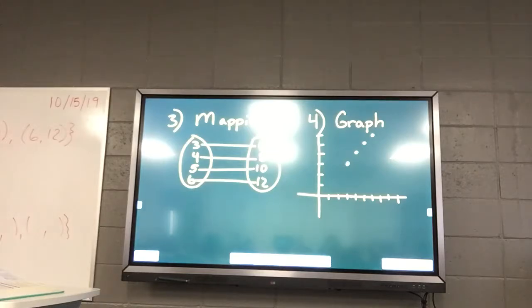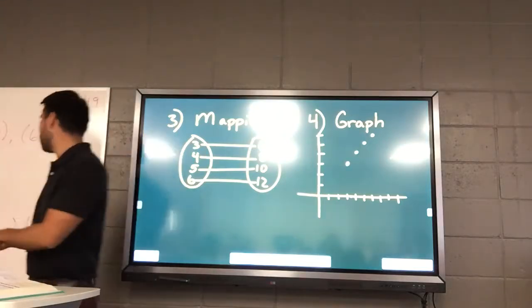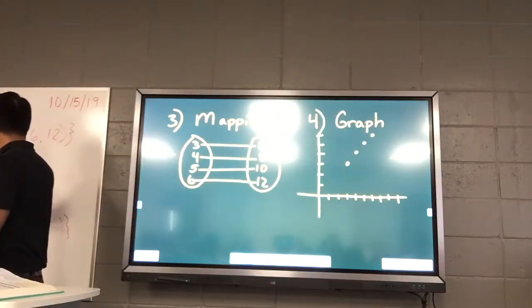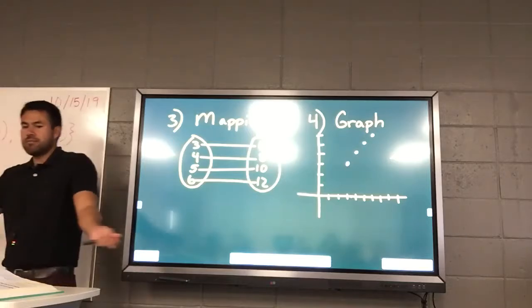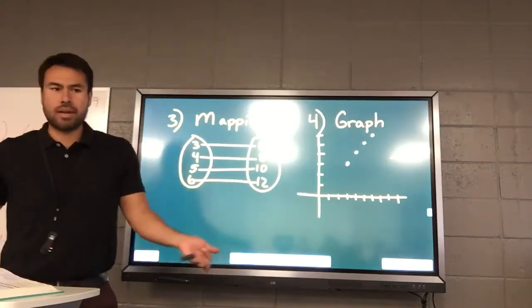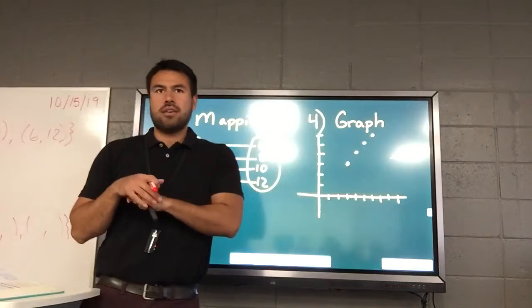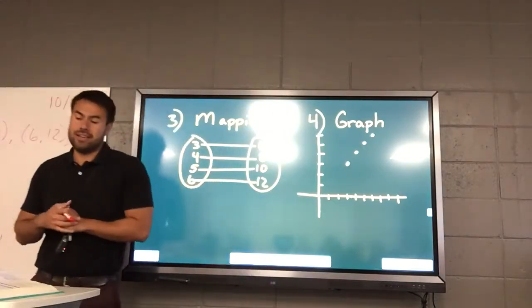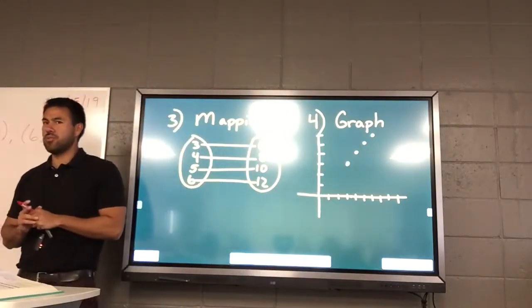Okay, I'll give you another hint. Your domain is that first circle, and it's 0, and that's it. That's the only X value. It's the only domain value. It's a 0. But how many Y values do you have? 3.